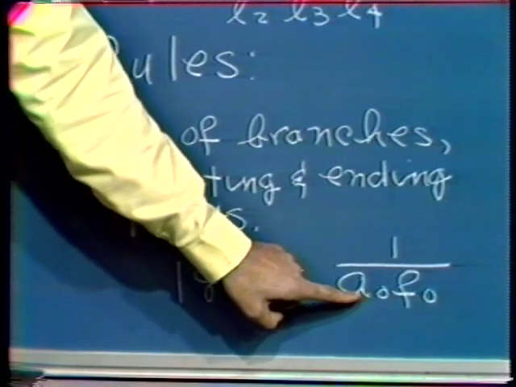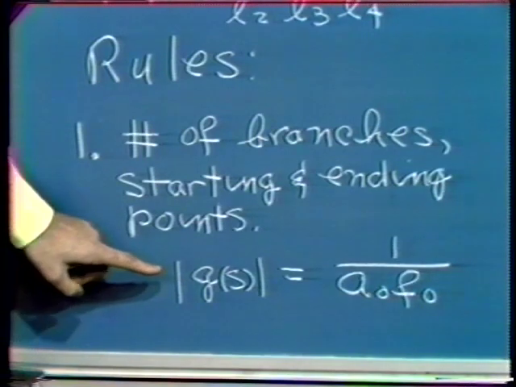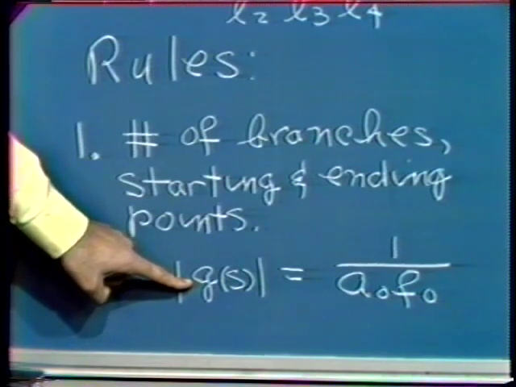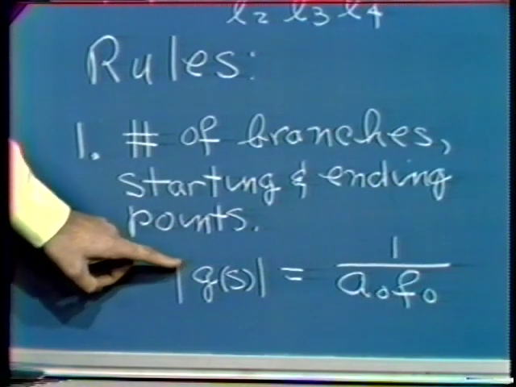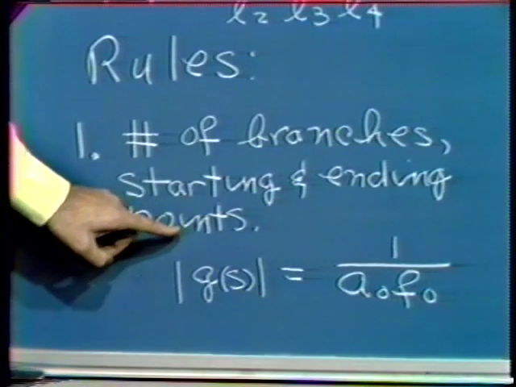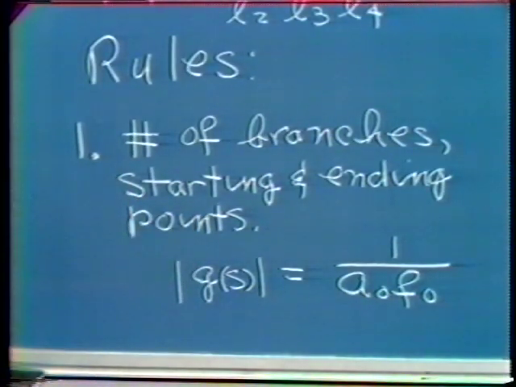Suppose we have a very, very small A0, F0 product. In order to satisfy the magnitude condition, G of S must be very, very large. In other words, we have to be very close to a pole of G of S, or correspondingly to a pole of the loop transmission. So the branches of our root-locus diagram start at the poles of the loop transmission.